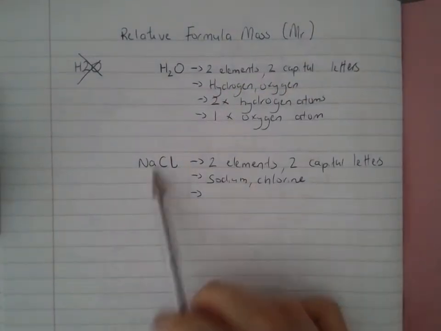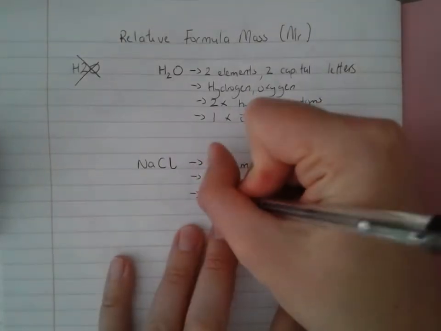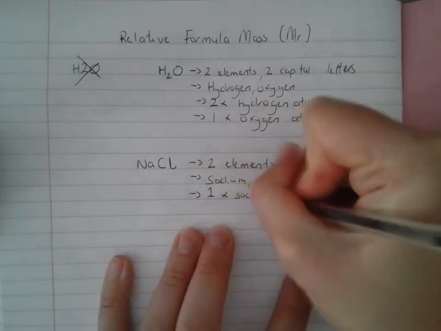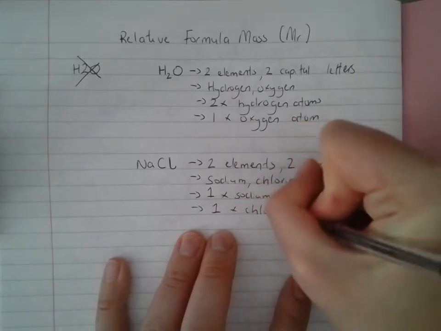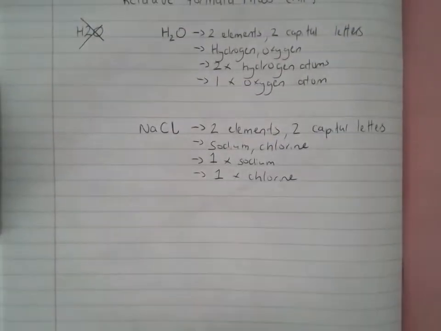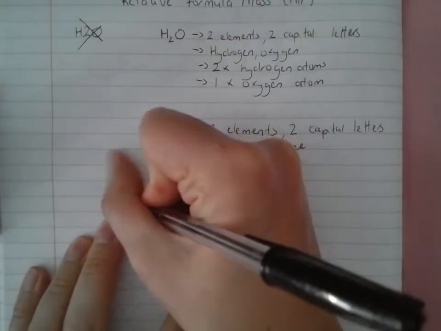Okay, there are no numbers in this formula. If there's no numbers, that means you've just got one of each. So I've got one sodium and I have got one chlorine.